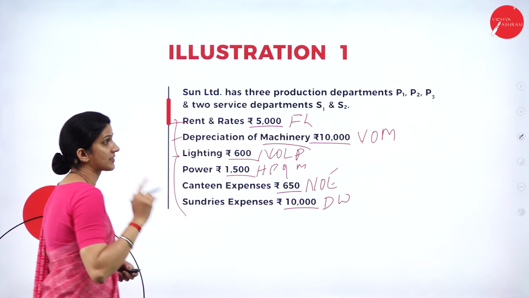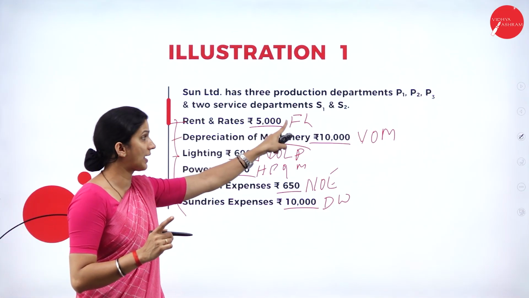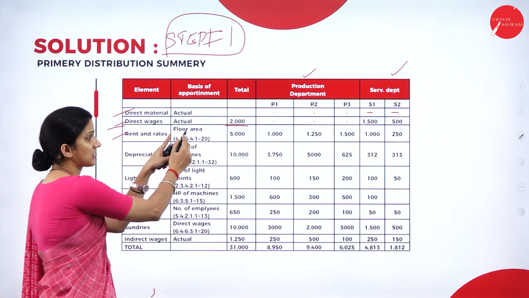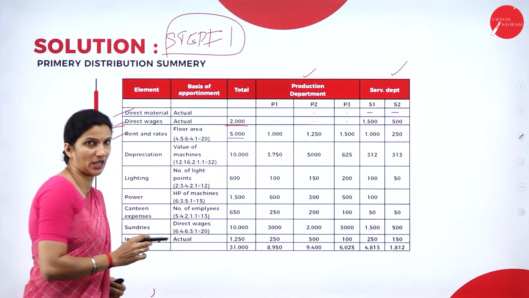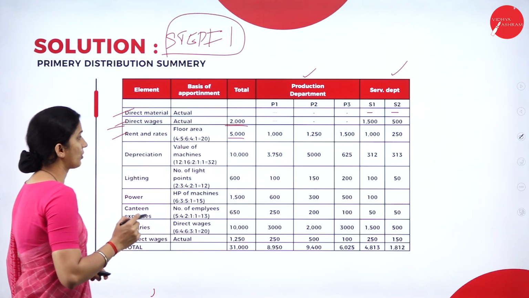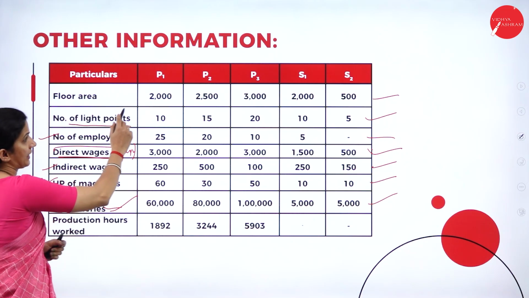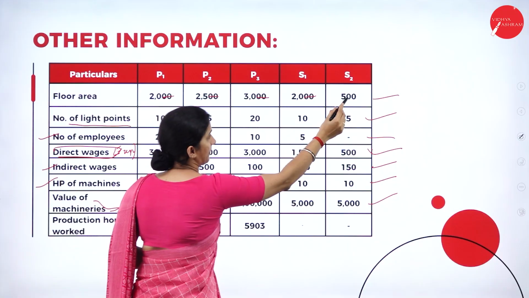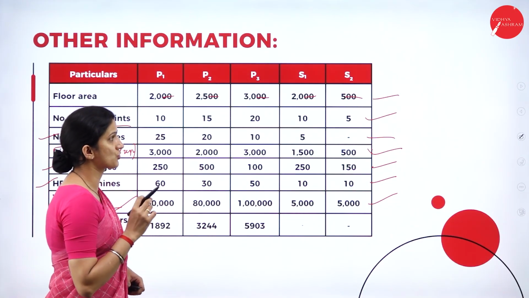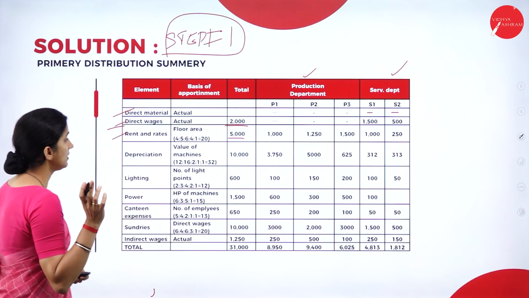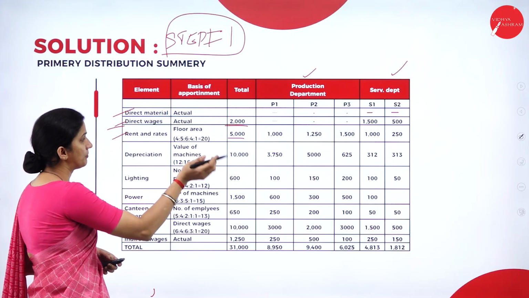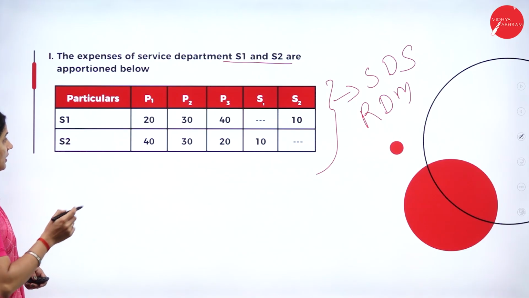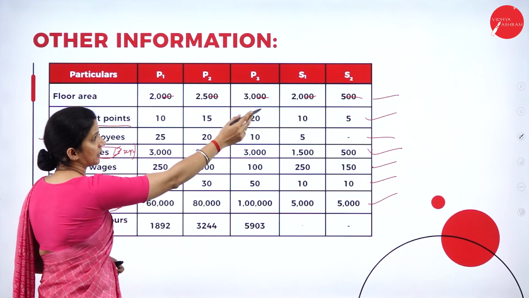So the first we have is rent, which is 5000. Your basis is floor area. So we will take the ratio of floor area. See here, if we simplify the floor area, we can cancel 2 zeros from each department. So 25:30:20:5. So that is the ratio. Again we can simplify. See this one, 20, 25, 30, 20 and 5.